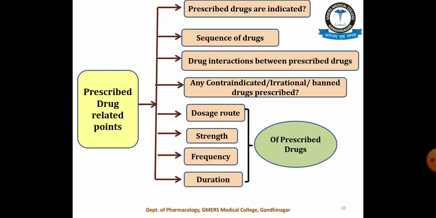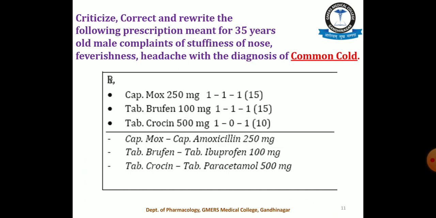And after writing all these general and prescription specific points, you have to justify your answer, whether the prescription is rational or irrational, and then rewrite the correct prescription. I am giving you one exercise. I am narrating the exercise. Criticize, correct and rewrite the following prescription meant for a 35 year old male, with complaints of stuffiness of nose, feverishness, headache, with the diagnosis of common cold, and this is the prescription. You have to criticize it, correct it, and rewrite it.